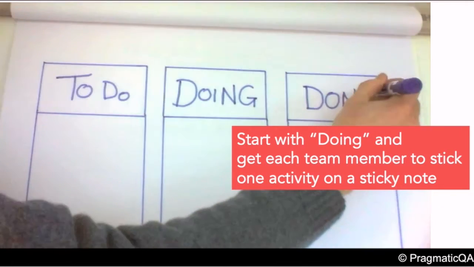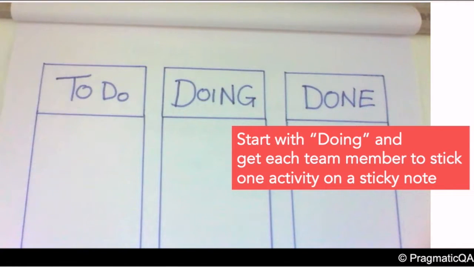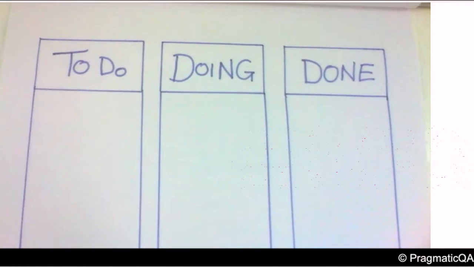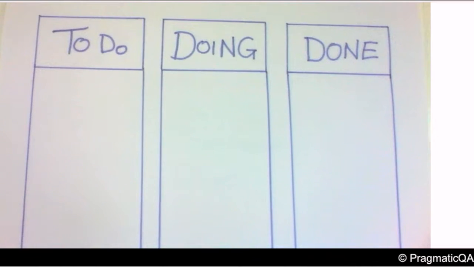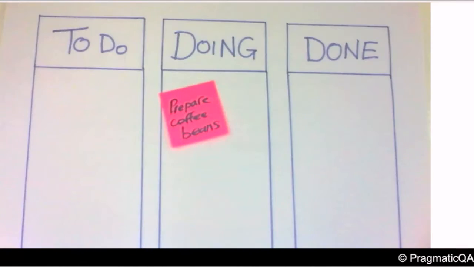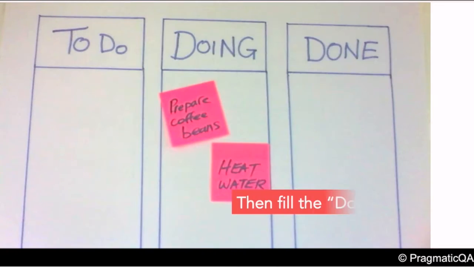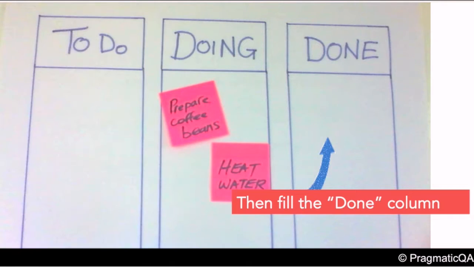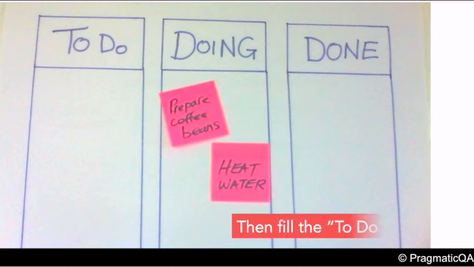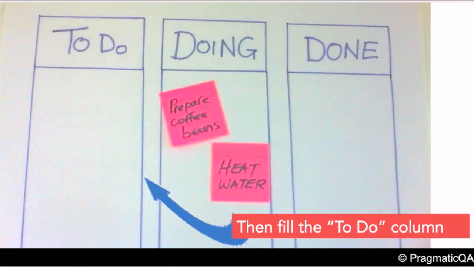Then you start in the doing column and get each team member to stick one activity on a sticky note. And other team members put their sticky notes there as well. Then you fill the done column with activities as well. Then you fill the to-do column.